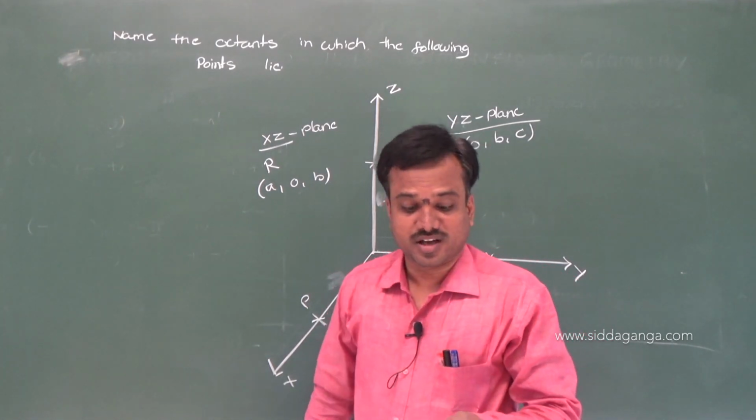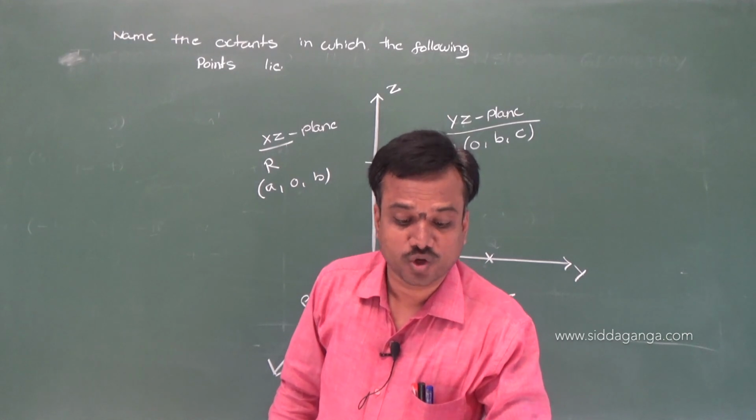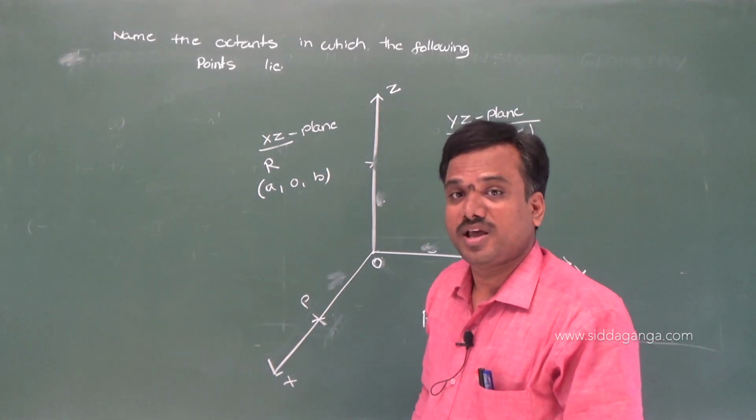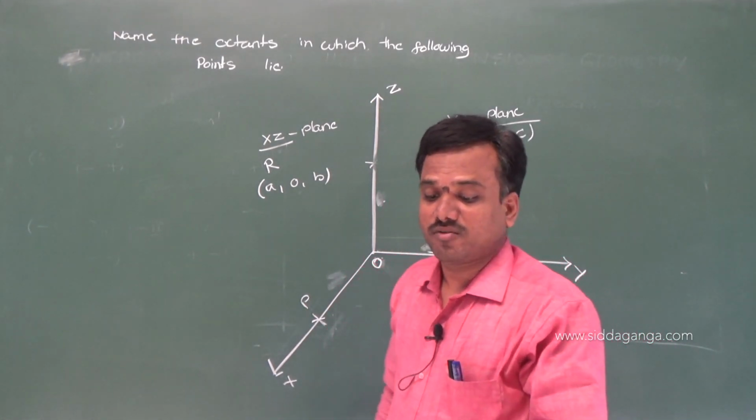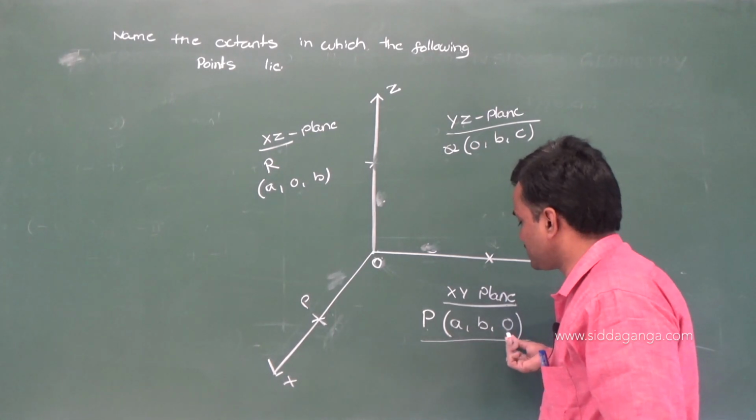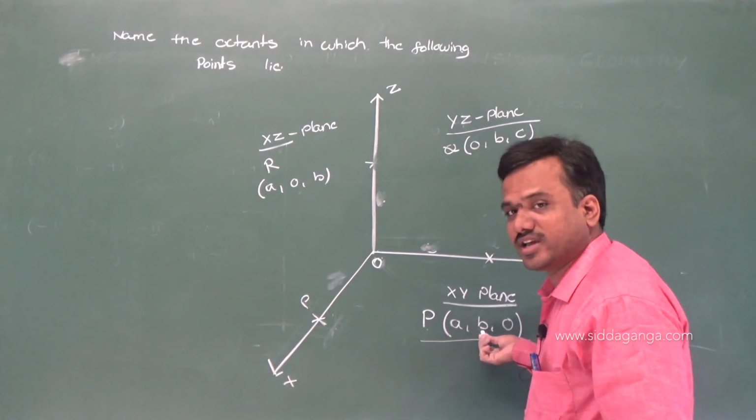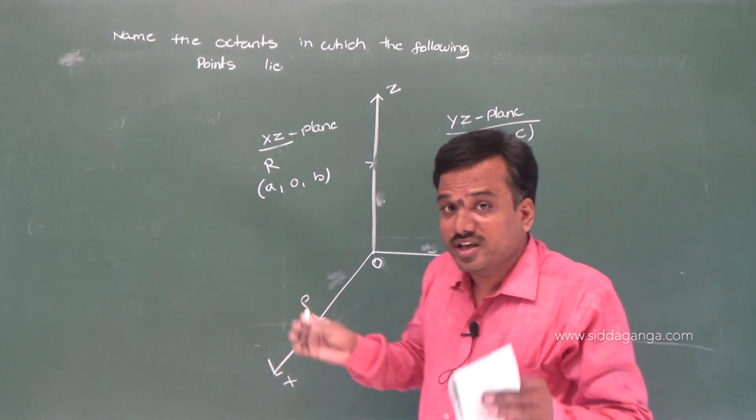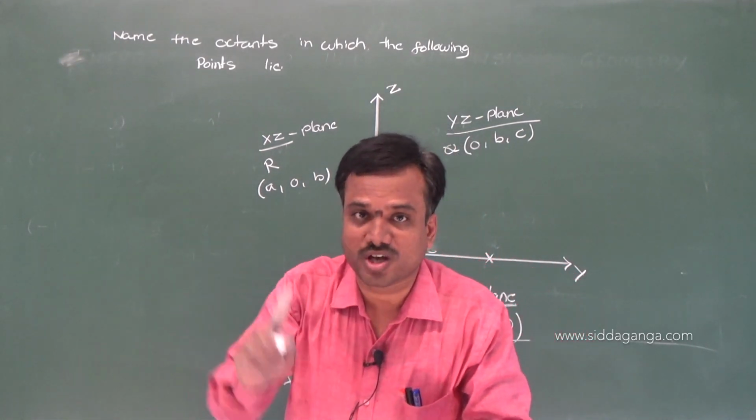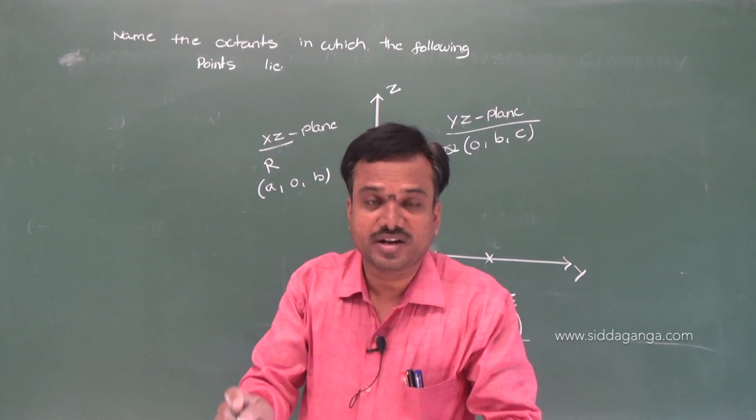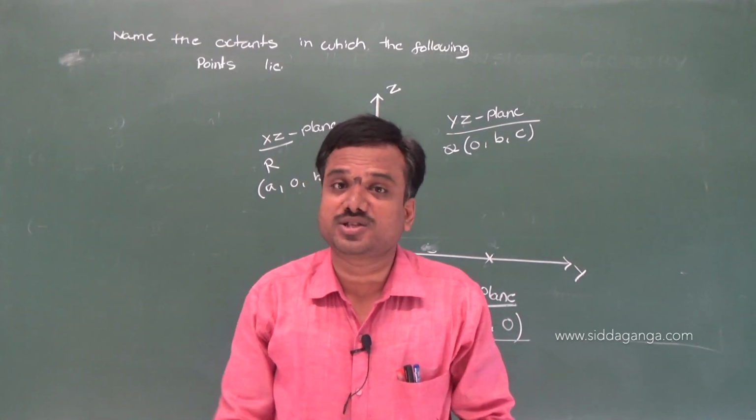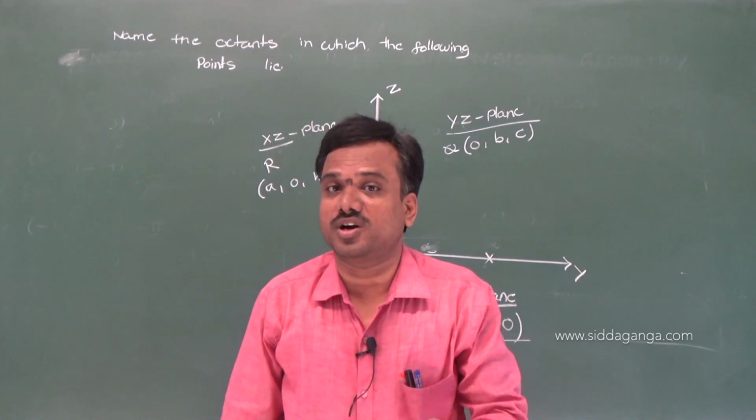One more problem. Fill in the blanks are there. The x axis and y axis taken together determine a plane known as the XY plane. Correct? The coordinates of points in the XY plane are a comma b comma 0. a indicates the x coordinate, b indicates the y coordinate, 0 indicates the z coordinate. In the XY plane, the z coordinate is 0. One more last question in that exercise: coordinate planes divide the space into how many parts? 8 equal parts. Each part we call an octant.